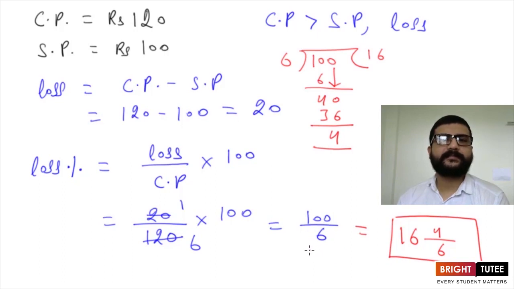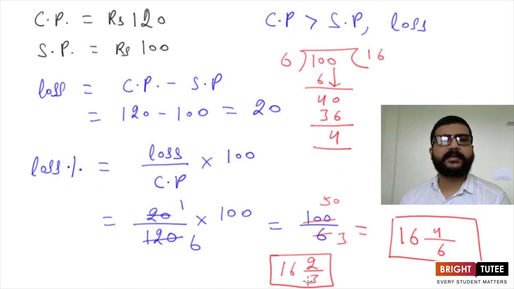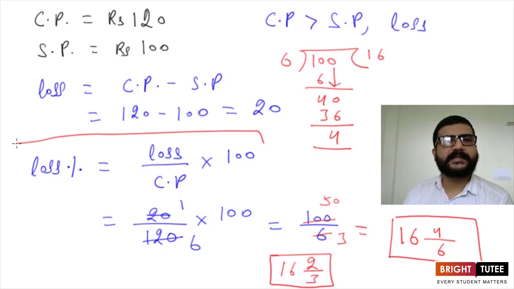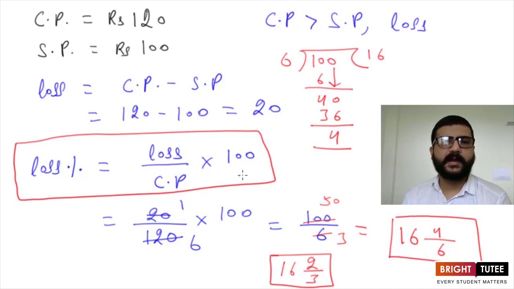Or what else we can do? First we can simplify 100 upon 6. This will become 50 upon 3. By doing this also we can get the answer. By doing this we will get the answer as 16 2 by 3. So it means loss percentage is 16 2 by 3% or 16 4 by 6%. And the formula for finding loss percent is this one. Loss percent is equal to loss upon CP into 100. And what was the formula for finding profit percent? It was profit upon CP into 100.